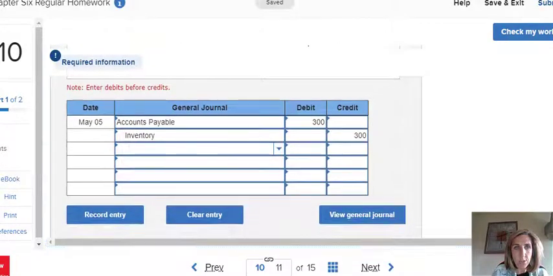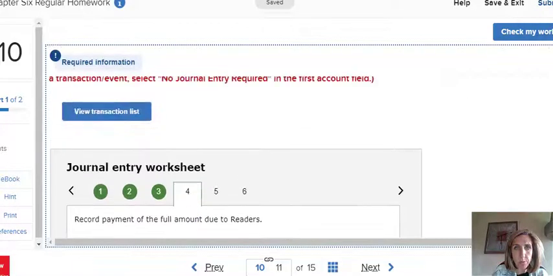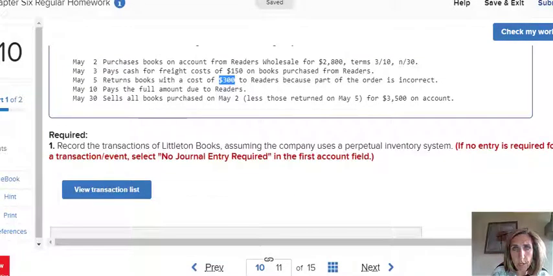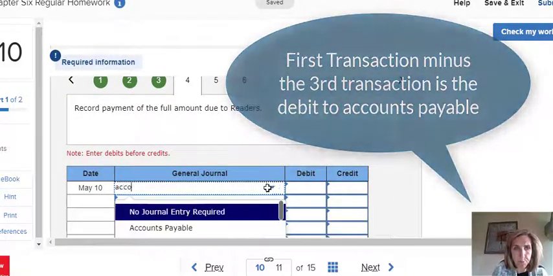Now, the next journal entry 4, record full payment due to the readers. I'm actually going to have to look at a couple of transactions here. I'm going to have to look at the first transaction where I purchased the books, and I'm going to have to subtract the part that I returned. So on mine, it says I purchased books for $2,800, but I returned $300 worth. So now I only owe them $2,500. So that is going to be my debit to accounts payable.